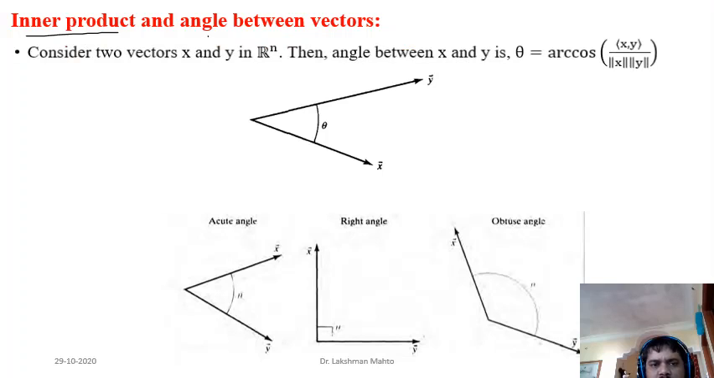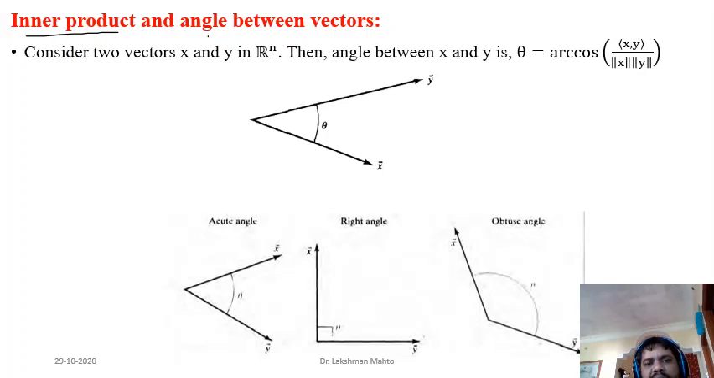So what kind of situation can we observe? We consider two vectors x and y in Rn, then the angle between x and y can be given as cos inverse, the arc cos. It is another way of representing it: cos inverse of the ratio of the inner product to the product of the corresponding norms of x and y. So this is the definition of finding the angle between any two vectors. Just calculate the angle.